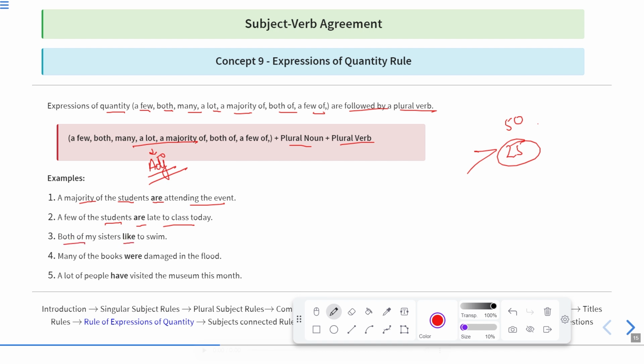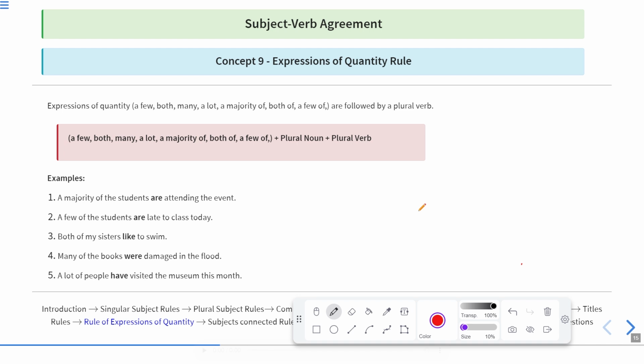Both of my sisters like to swim. Many of the books were damaged in the flood. A lot of people have visited the museum this month. So here you can see the words many, a lot of, with all these adjectives, we have used plural nouns and plural verbs with them. So with all these expressions of quantity, we should use a plural noun and plural verb. A few means some. A lot of means many. Many, of course, means more than one or two.